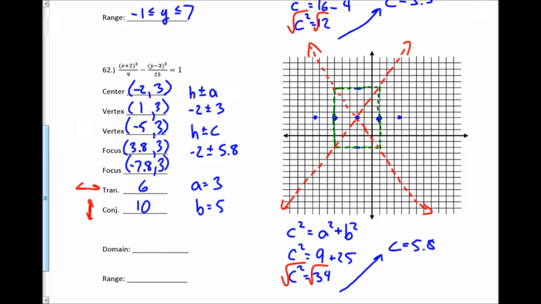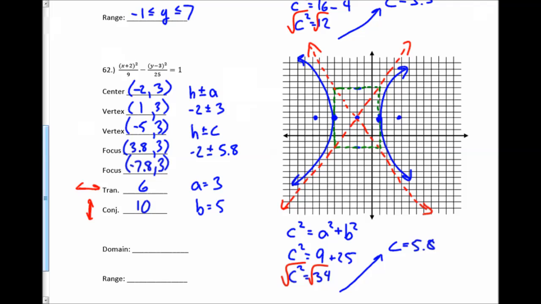And now to draw my graph, I simply start at the vertex, and I draw a curve that hugs the line. And that's it. And so these asymptotes kind of give me how wide this thing is going to be. I've got my foci inside each of these, and that's it for that.